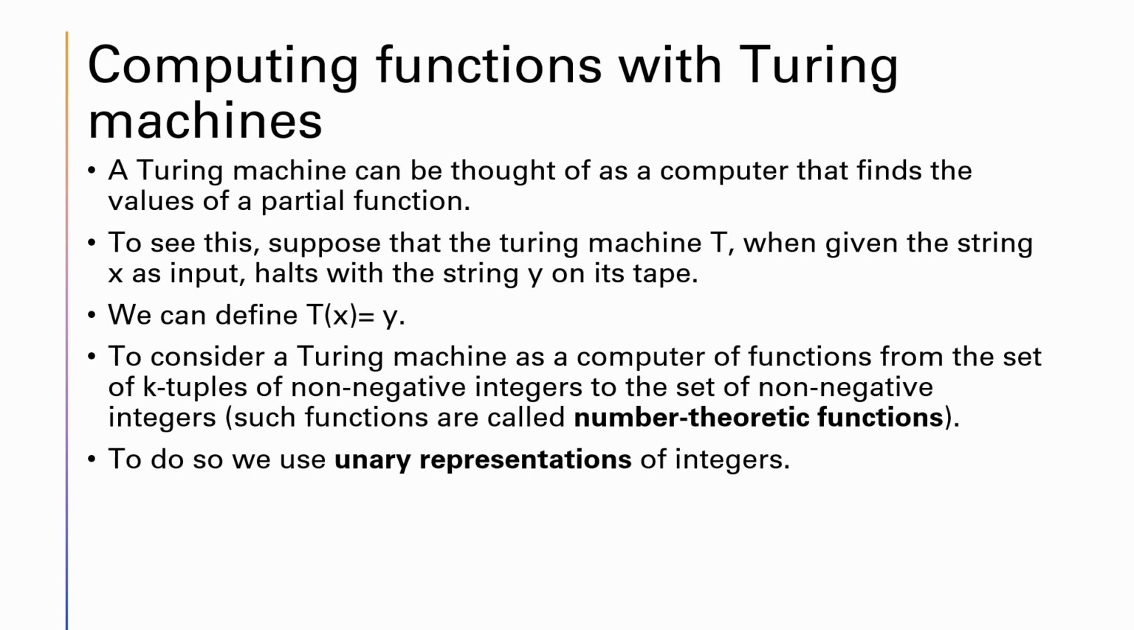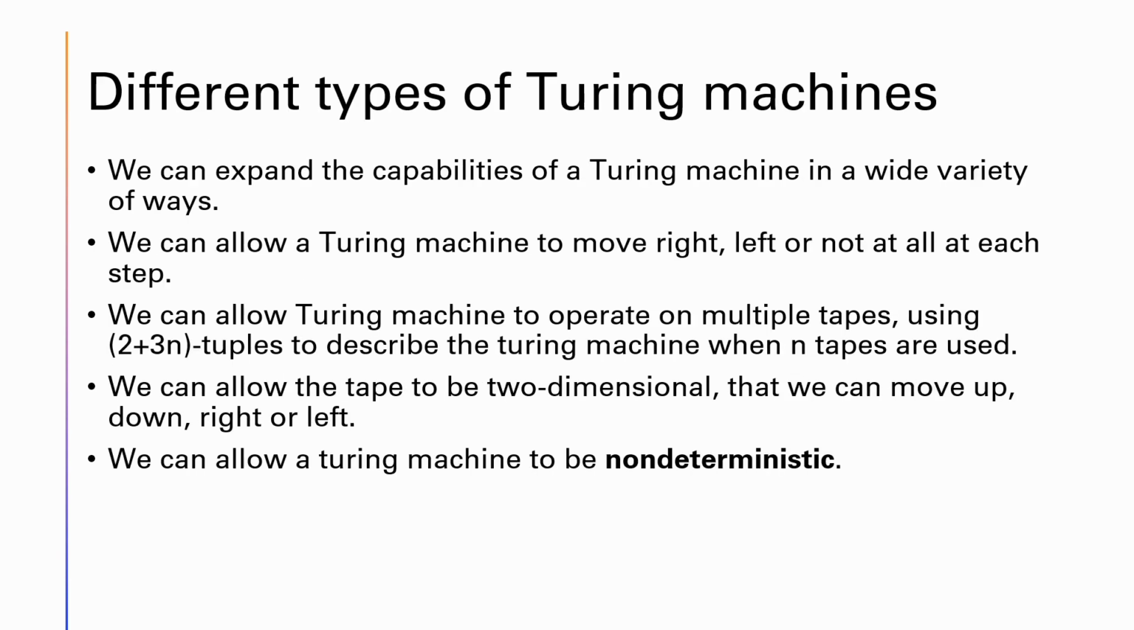We consider a Turing machine computing a function from the set of k-tuples of non-negative integers to the set of non-negative integers. Such functions are also called number theoretic functions. We can also represent integers in unary.